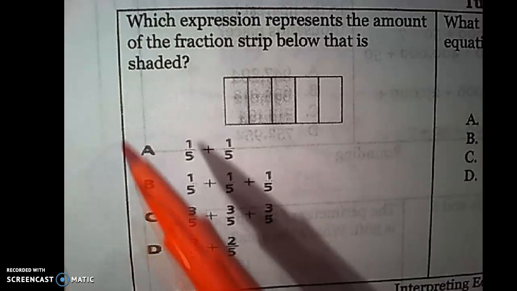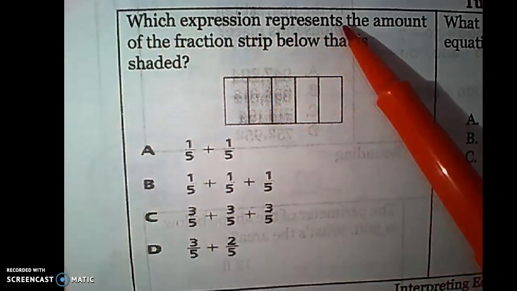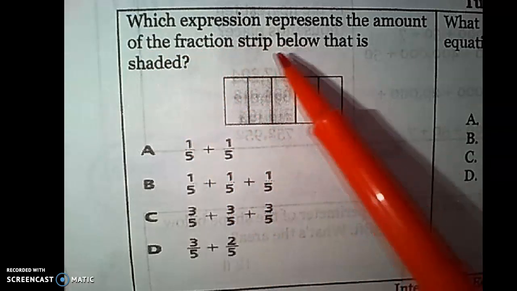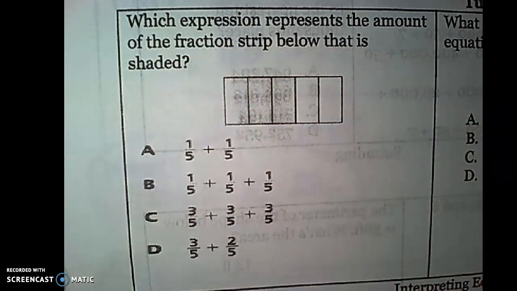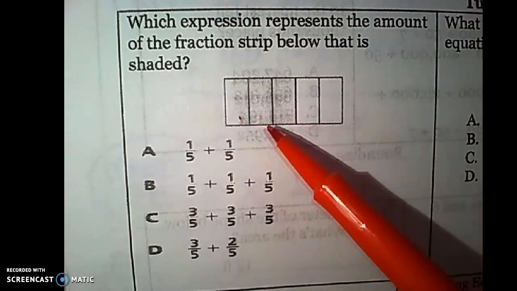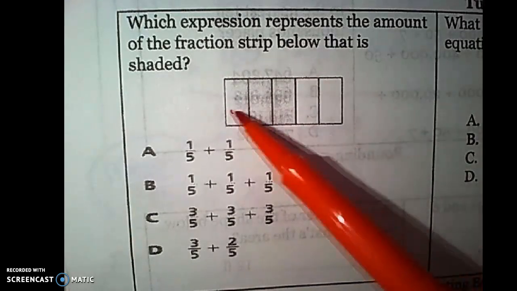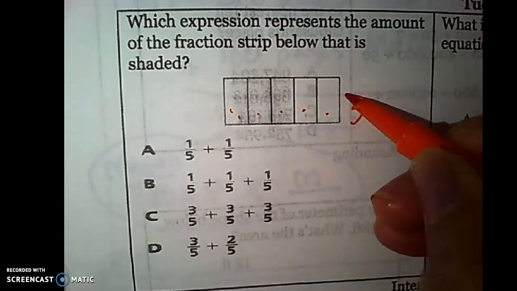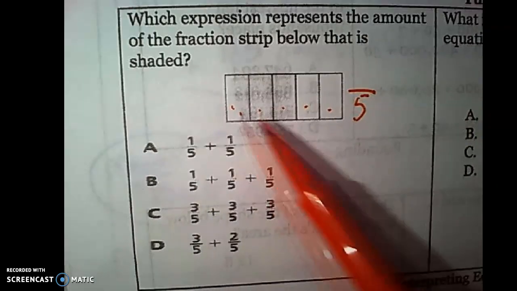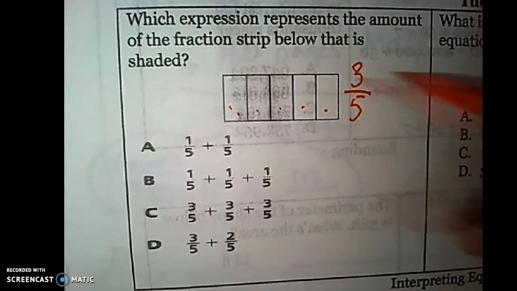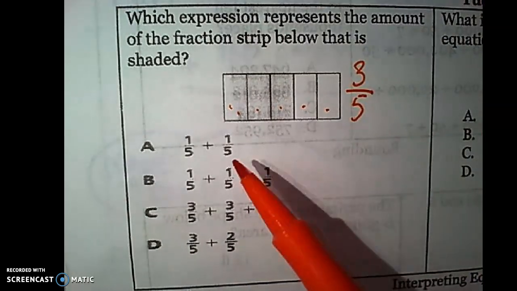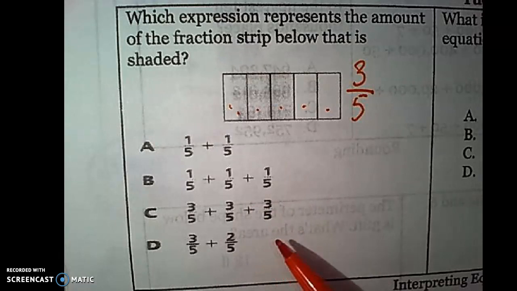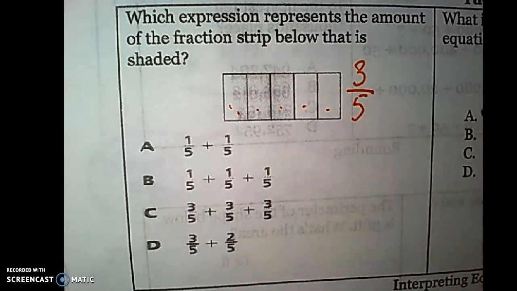It reads, which expression represents the amount of the fraction strip below that is shaded? Okay, so first what we want to do is see how many parts are shaded. So I know that we have 5 parts total. And of those 5 parts, 3 parts are shaded. So now I have to look through these choices and find what equals 3/5.